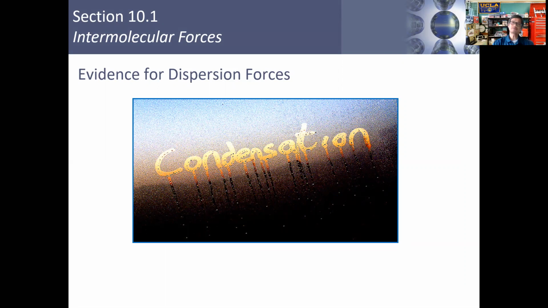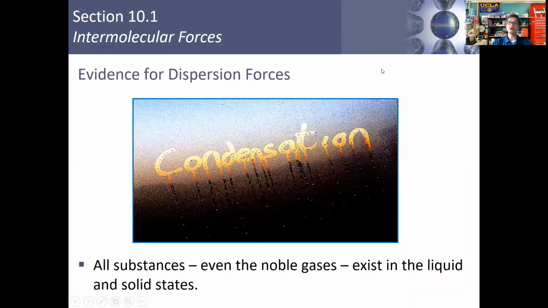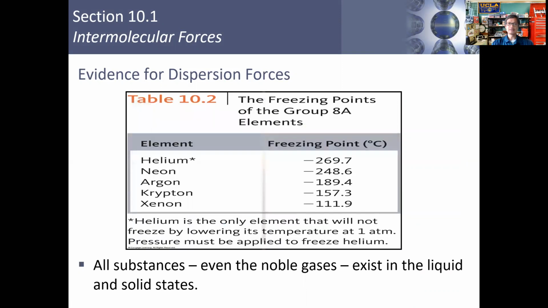So the evidence for the London dispersion force is that we know all substances can eventually reach the liquid state. If you drop the temperature enough, they can exist in the liquid state. Even the noble gases we can get into the liquid state. Helium can be liquefied. You just have to drop the temperature quite a bit to get that done. All right, and with that said, these are some of the freezing points, and here we can actually solidify it. So obviously you can tell it's fairly low.